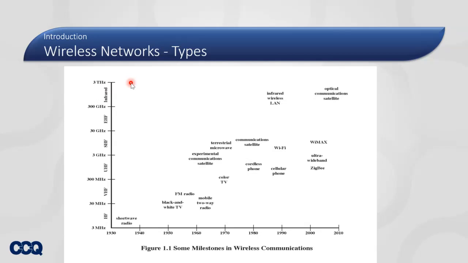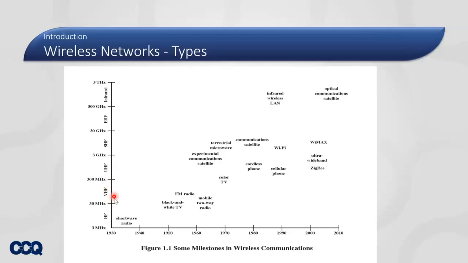From 3 mega to 3 tera. So there is high frequency, very high frequency, ultra high frequency, super high frequency, extremely high frequency, and infrared. And the high frequency, it's from 3 megahertz to 30 megahertz. Here we have applications like short wave radio, international broadcasting, amateur radio, etc.